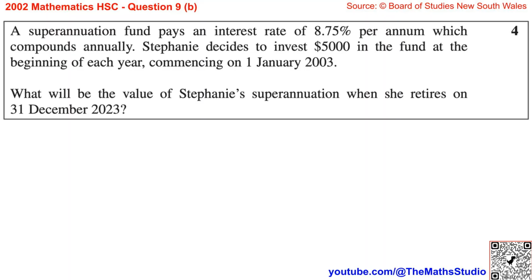Question 9, Part B. A superannuation fund pays an interest rate of 8.75% per annum, which compounds annually. Stephanie decides to invest $5,000 in the fund at the beginning of each year, commencing on 1 January 2003. What will be the value of Stephanie's superannuation when she retires on 31 December 2023?